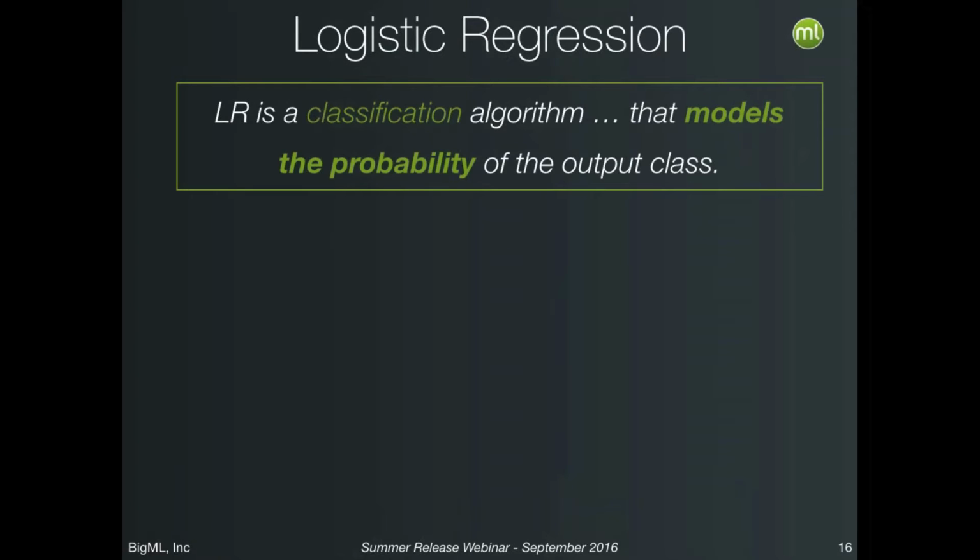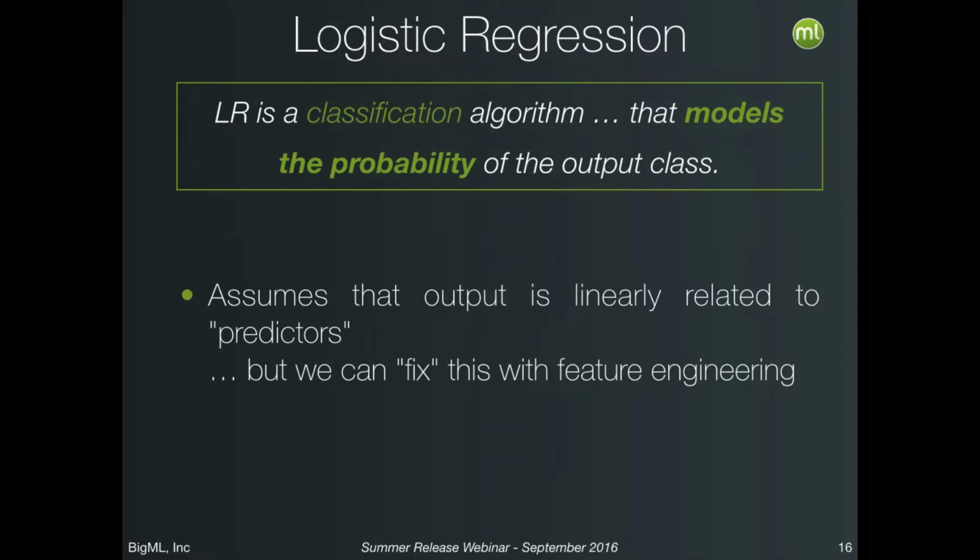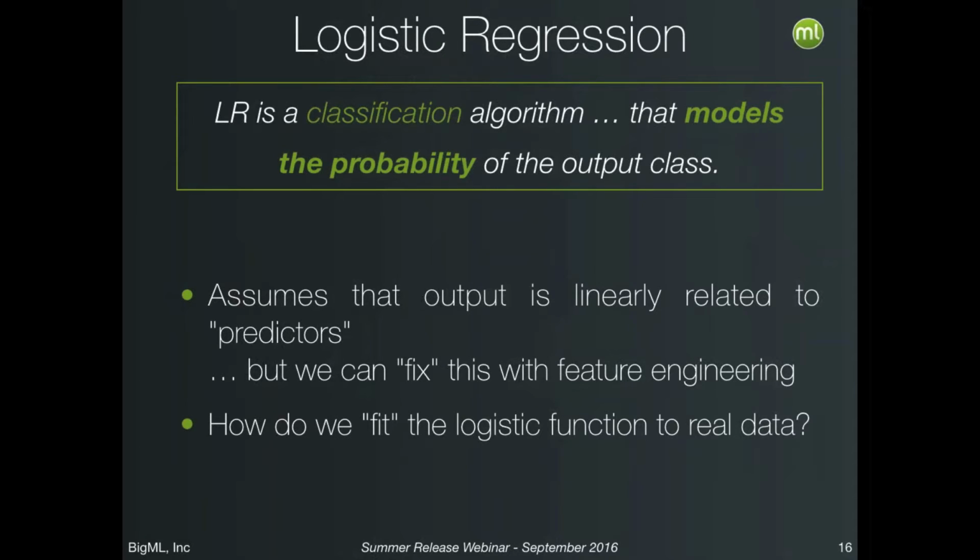It's a classification algorithm that models the probability of the output class. So rather than actually trying to model the discrete values, we're going to model the probability of those discrete values. Now, this does have a few caveats. We're assuming that the output is somehow linearly related to the predictors. Okay, that's important. Although we can fix this with feature engineering, which I'll show you an example of. And then, of course, we have the larger problem, which is how on earth do we even do this, right? How do we fit this logistic function to this real data? And we're going to tackle that right now.